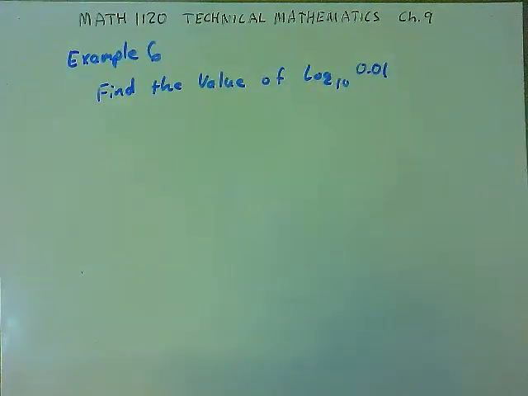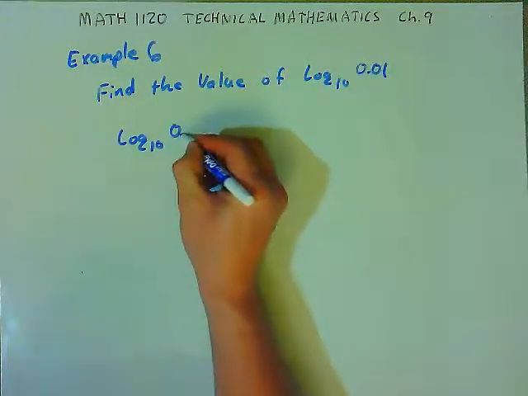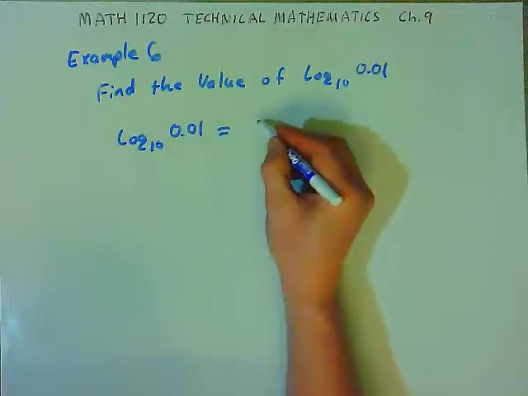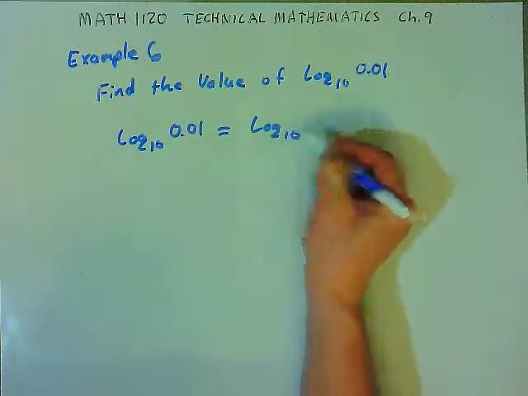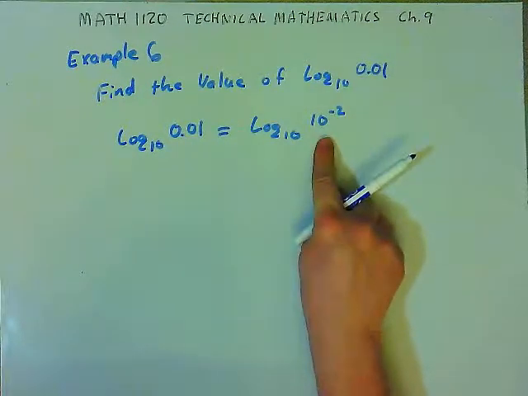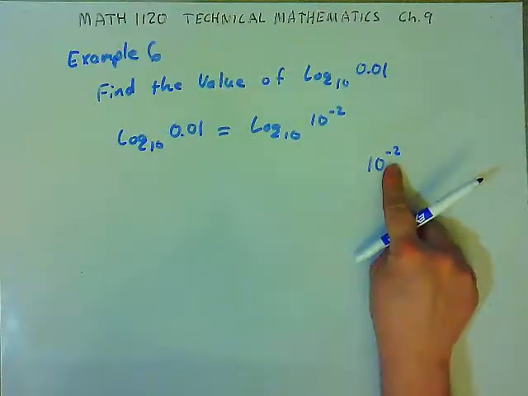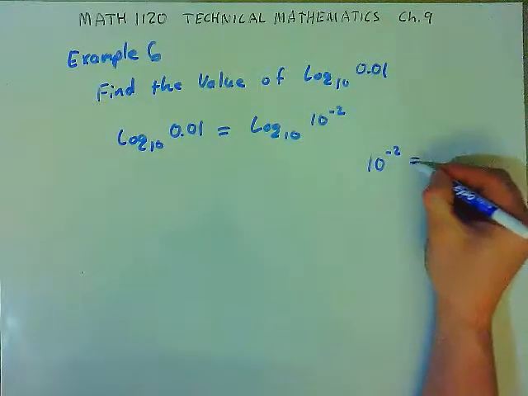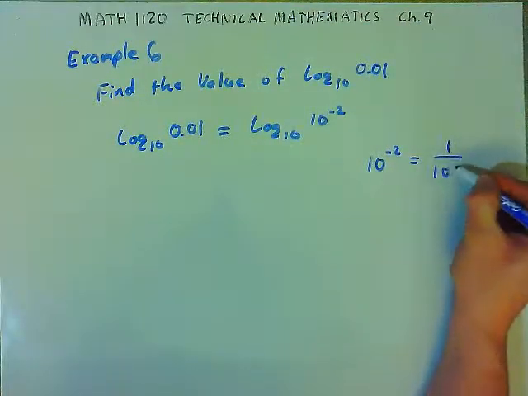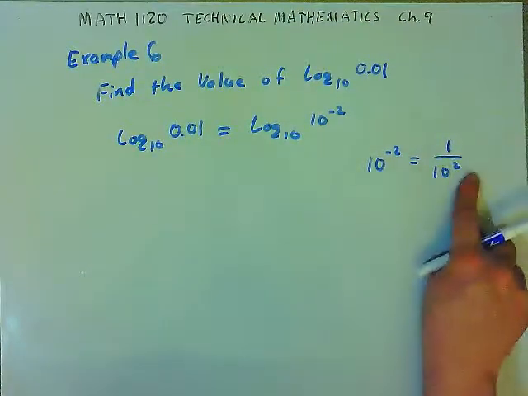This is example 6. It says find the value of log base 10 of 0.01. And so the log base 10 of 0.01, this is the same as log base 10 of 10 to the negative 2 power. And so remember that something like 10 to the negative 2 power, where the exponent is negative, is the same as 1 divided by 10 to the positive 2 power. So we can put this in the denominator and change the sign of the exponent.